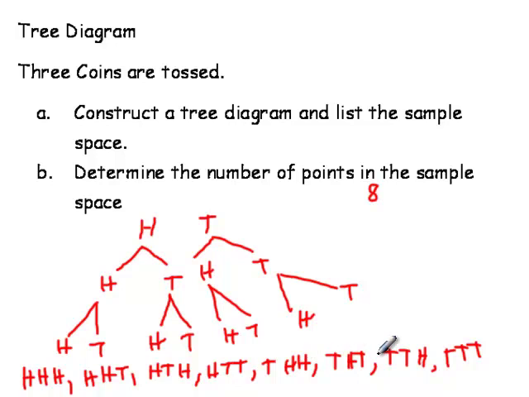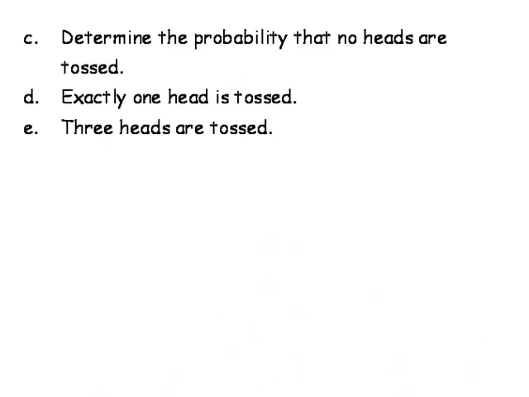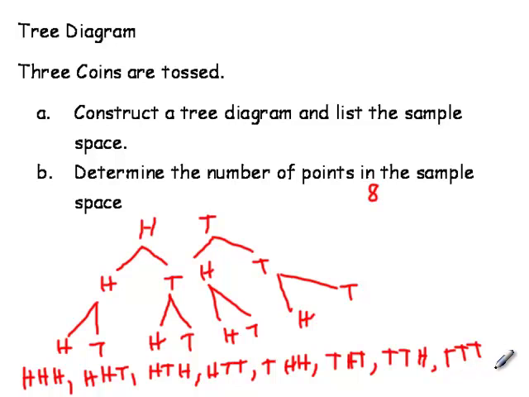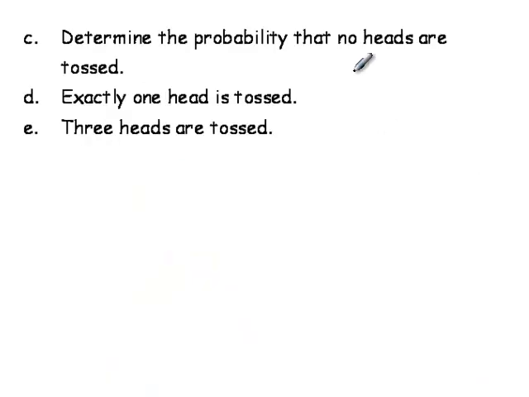No heads. That occurs 1 time out of the 8 possible places. Three tails, the only place where it occurs with no heads. So that is 1 out of the 8 possibilities in our sample space.